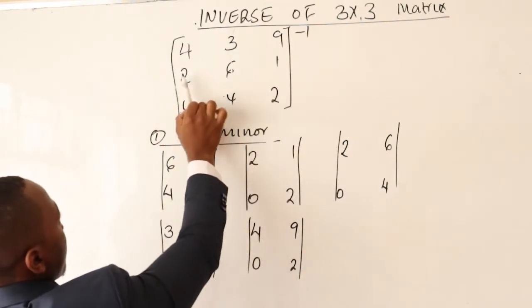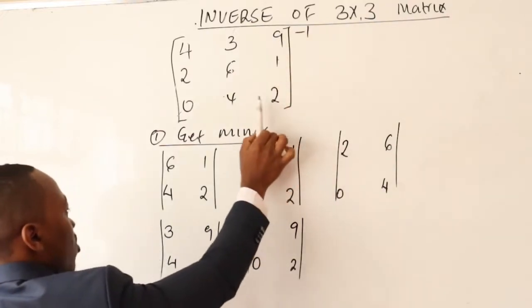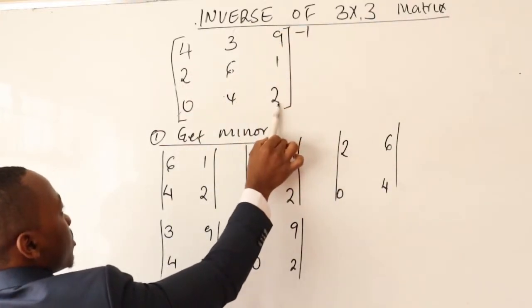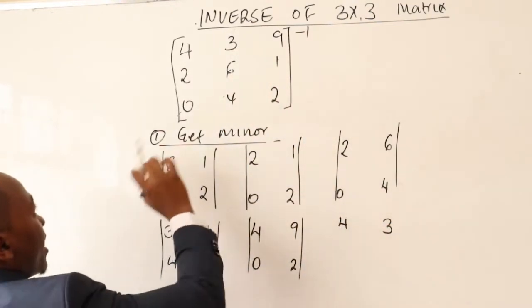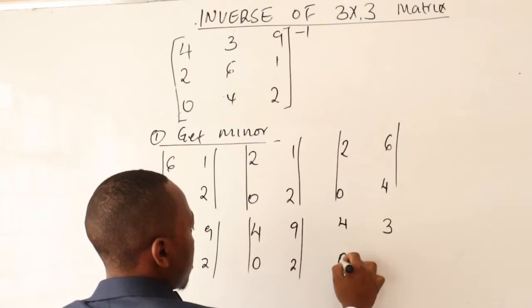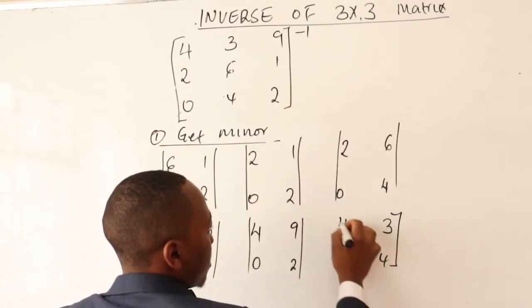Then we have second row, third column. The untouched number you have is 43, and then 04. Like that.